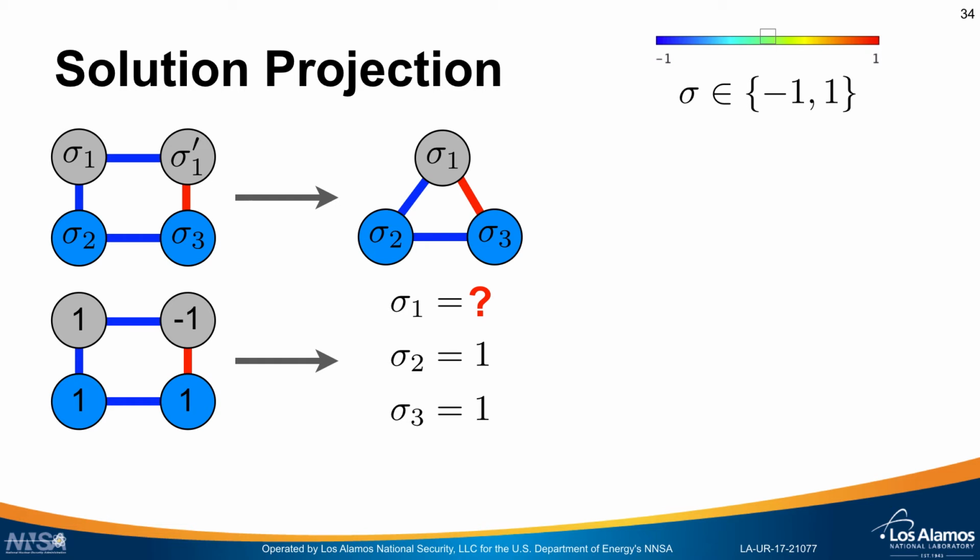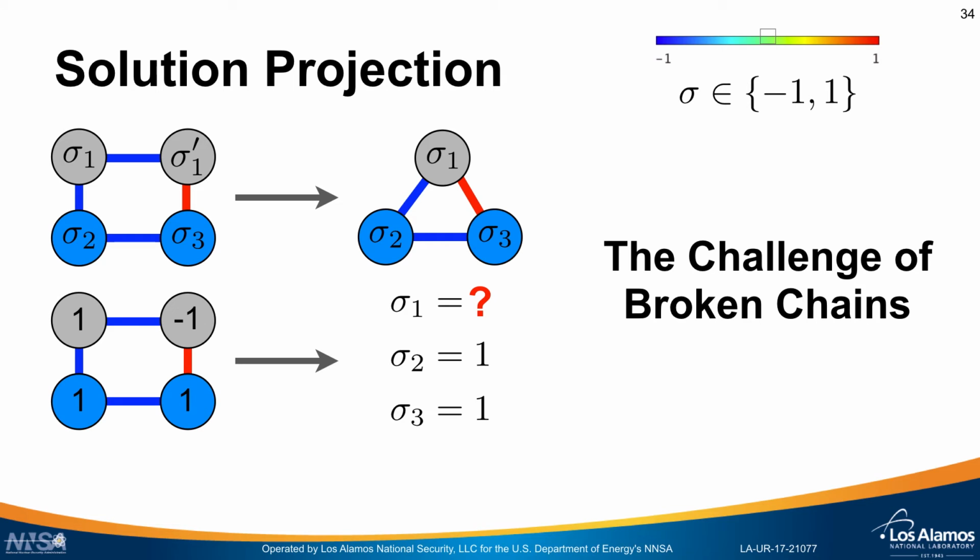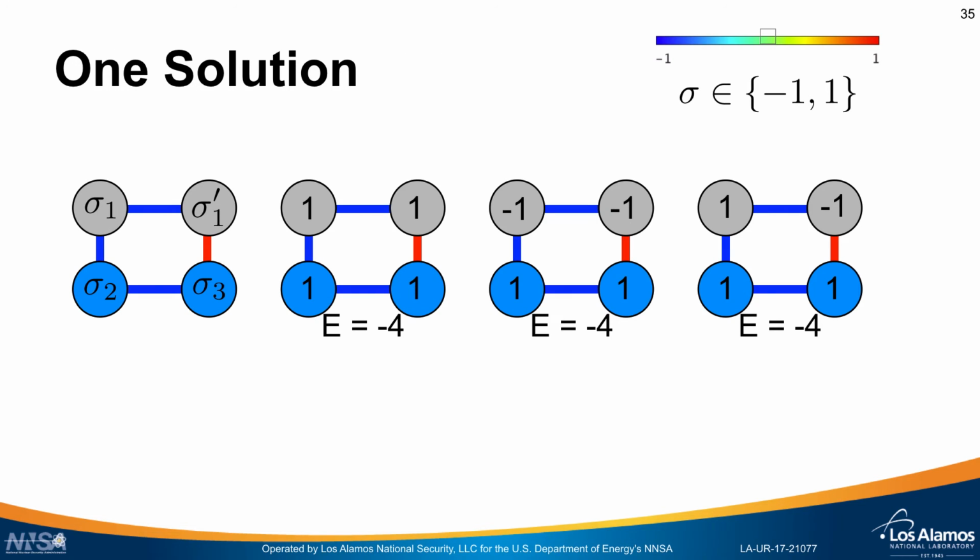Well, the problem arises when you try to project a solution from your implementation back to your logical graph. So if you're trying to say, okay, I've got this solution where the gray takes 1 and -1, when you map it back to your original problem space, what spin should you give sigma 1? And I don't think there's any particularly good answer to this. There's a lot of heuristics for different approaches for how to do that. But this is essentially the challenge of broken chains. When the chains break, it's not obvious how to resolve those ambiguities.